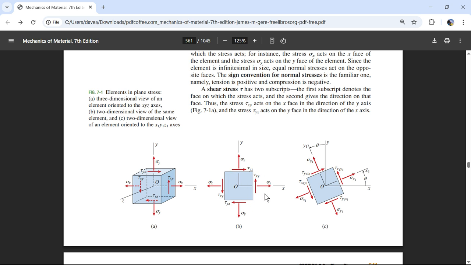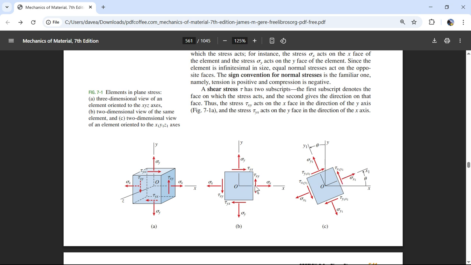Maybe this is an element from a bridge, or I think the simplest is a piece of steel bar that you're pulling tension on. If you're pulling tension on that, every cross section that you cut this way will have that same tension. But what happens if you take that steel bar and chop it at a 45-degree angle? Now you're going to get normal forces and shear forces.